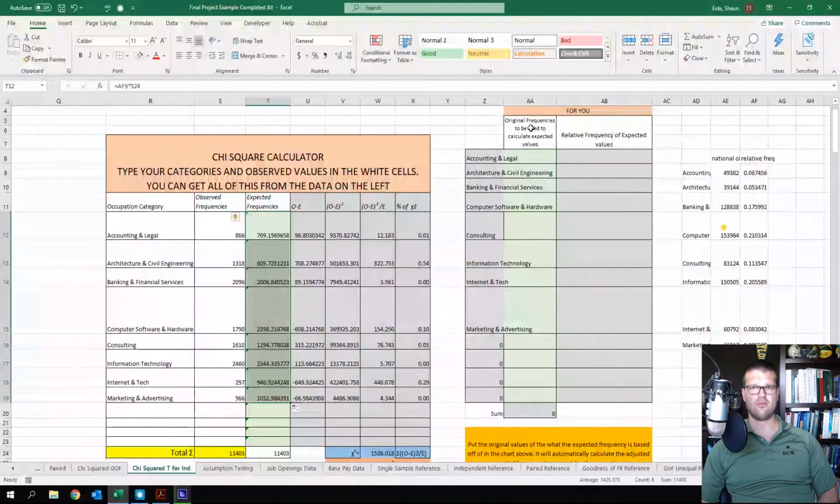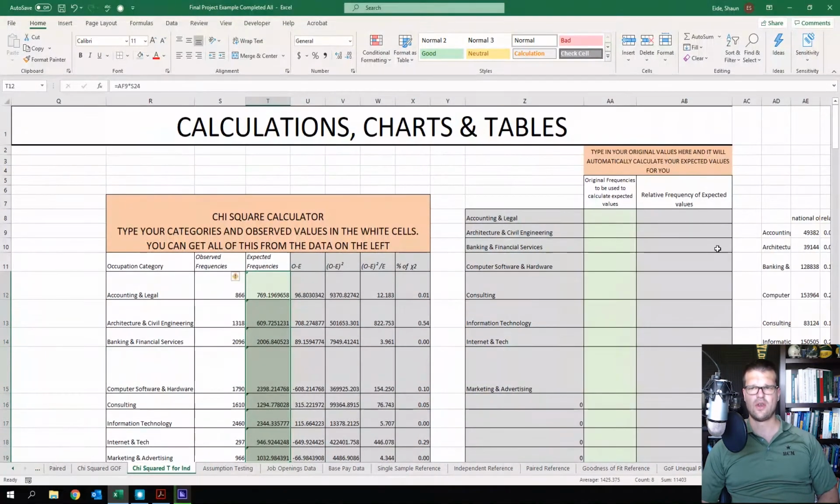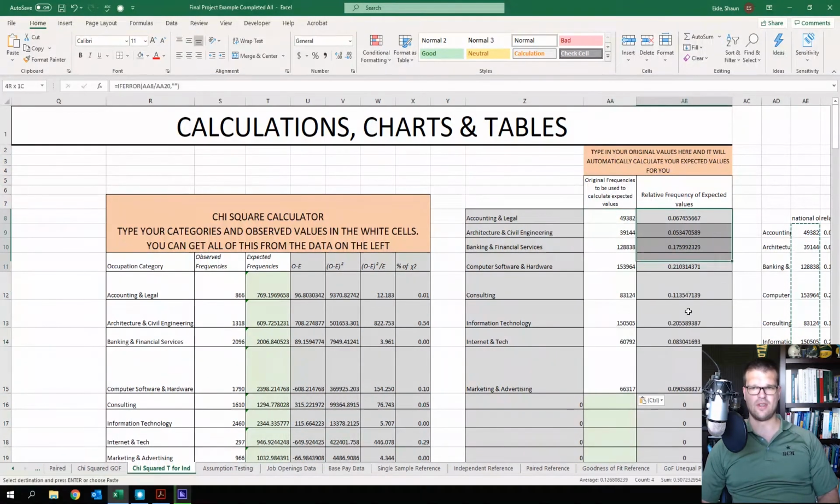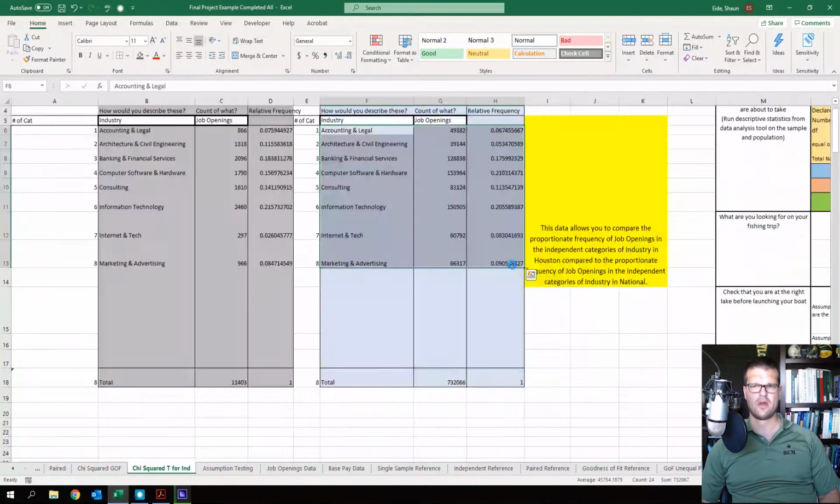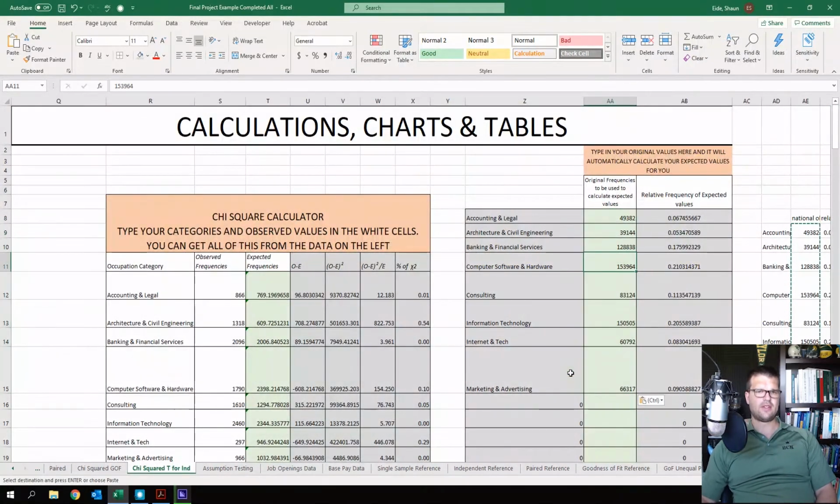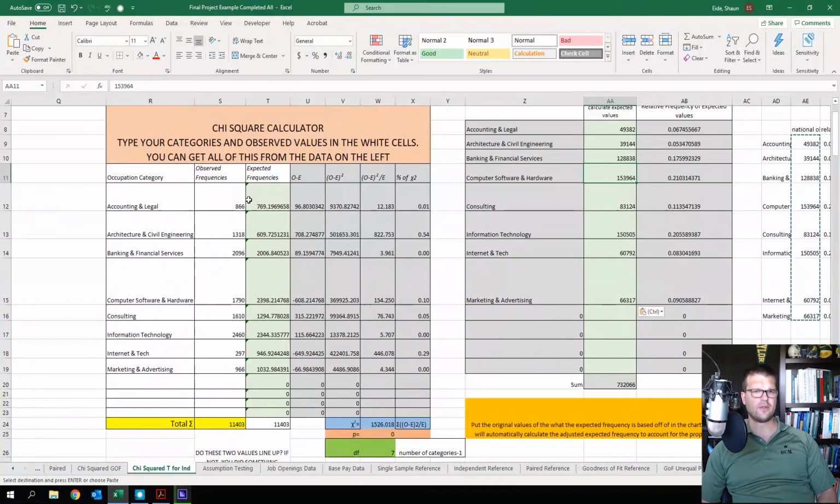And then you can put the original values right here, Control C. You can also see it actually calculates all the relative frequencies for you when you put the original values right there. So that is how you calculate the expected frequencies. I'll make sure that the two of these add up together, and then you'll be good to go.